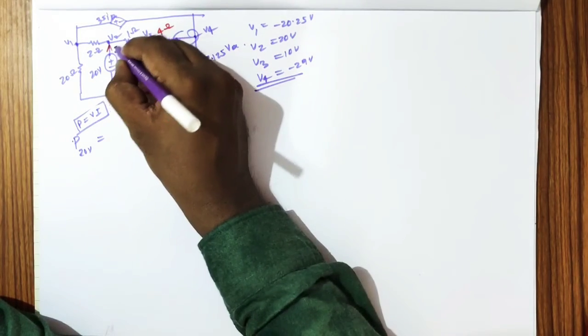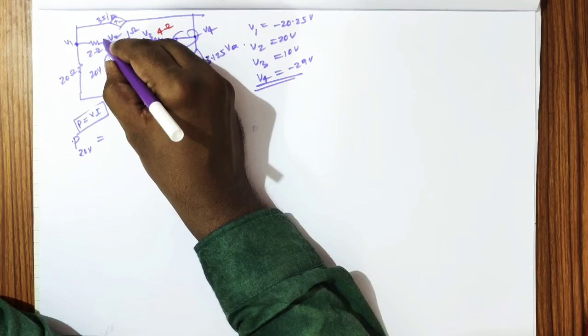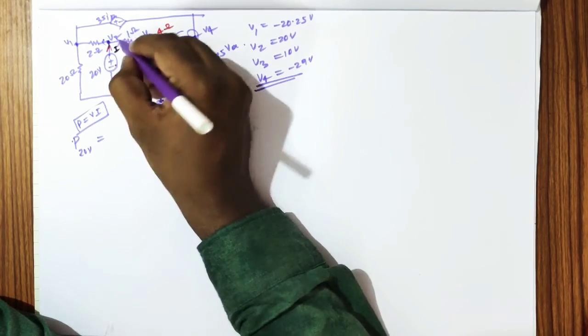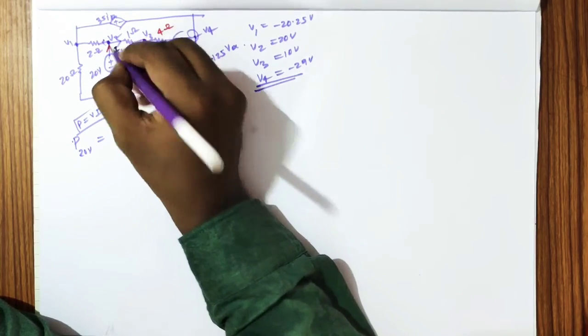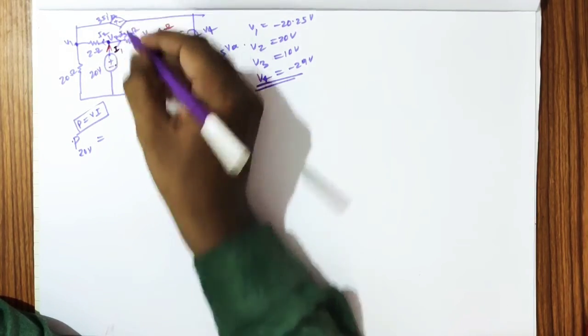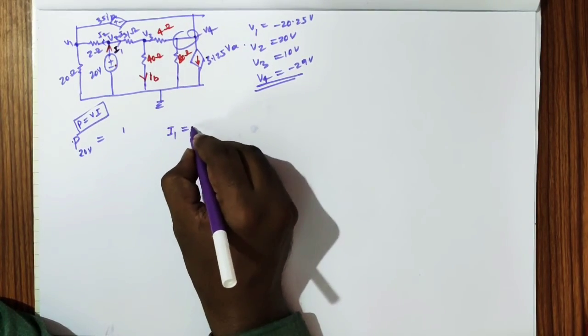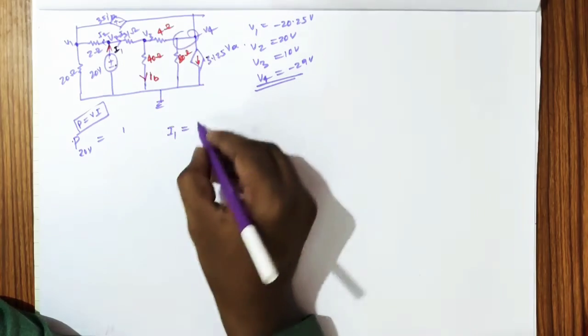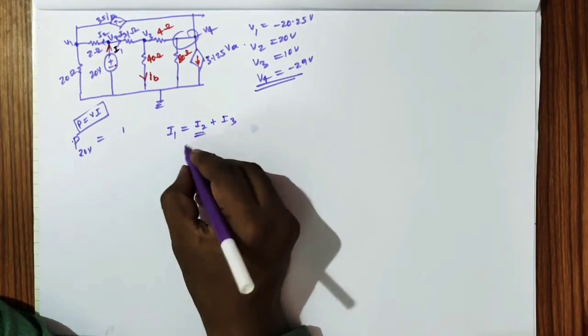So to find current I, it is flowing from this node and it is diverting from this node to this node. Therefore, let us say this is I1, and these are I2 and I3. So I1 will be equal to currents entering equals currents leaving. Therefore I2 plus I3. So how will we find I2?